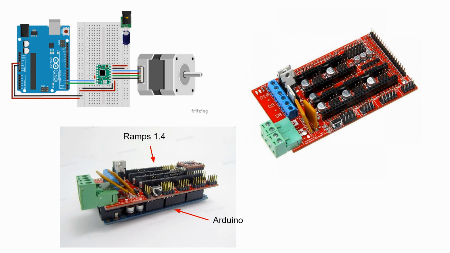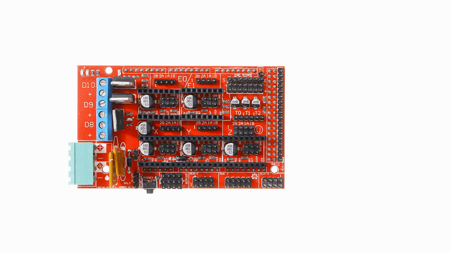RAMPS 1.4 is designed for 3D printer control. It provides very well-organized interfaces for all components a 3D printer needs. Motors for X, Y, and Z movements, motors for 2 extruders, fan, hot end, bed, display, temperature detection, etc. It only costs less than $10. Here we will only use a stepper motor control. Now let's look deeper into this controller board.